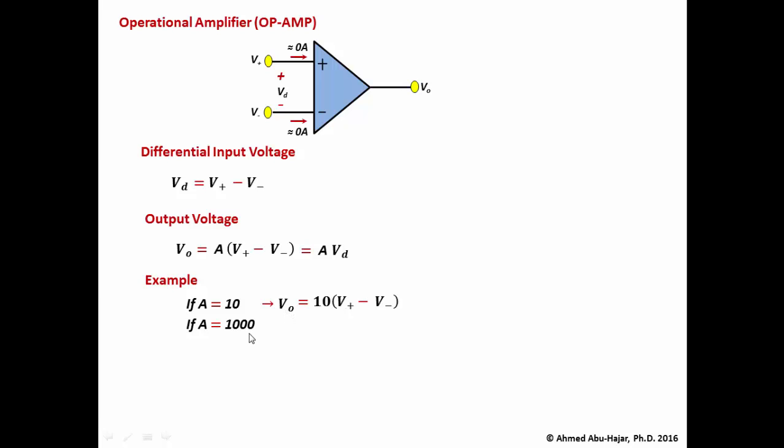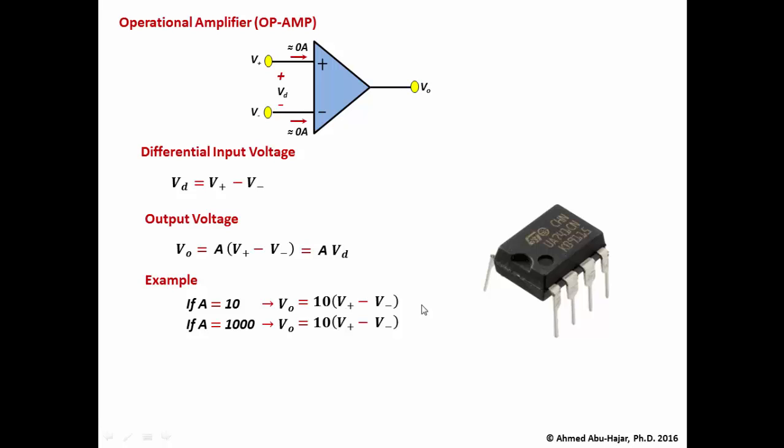And if A equals 1000, for example, then V out will equal 1000 times V plus minus V minus. Clearly there is a problem here. If I wanted to have a gain of 10, then we would have to design a special op-amp with a gain of 10. And if we want a gain of 1000, then we have to design a special op-amp with a gain of 1000.